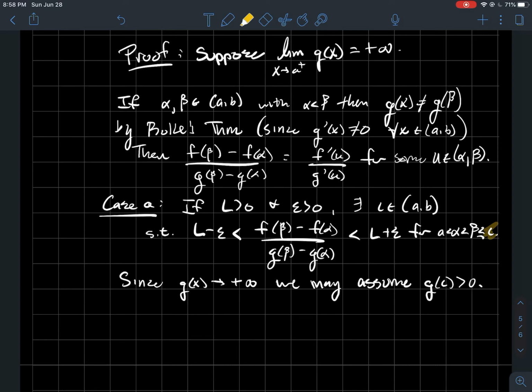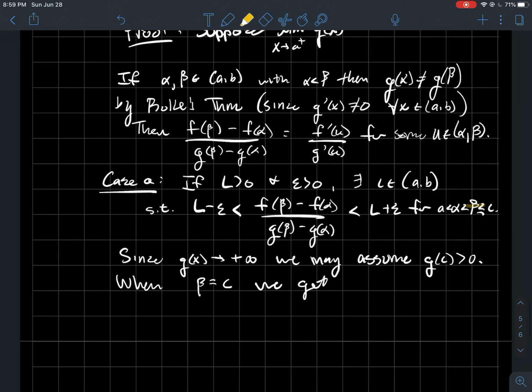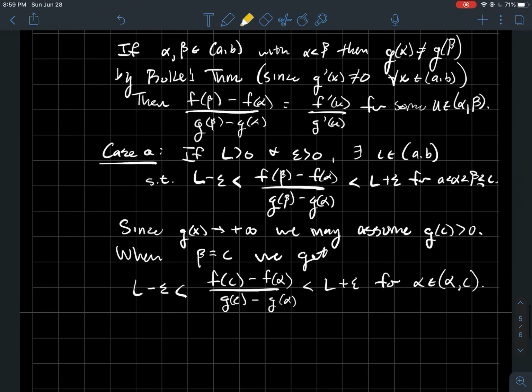Well, if c is kind of the farthest right that I'm looking for right now, and maybe I need to take c closer to a, I can guarantee that I can pick the right c so that g of c is going to be a positive number. So let's consider the case where this beta is actually equal to c, kind of that right endpoint. So let's just replace these betas by some c's. So that's not too bad.